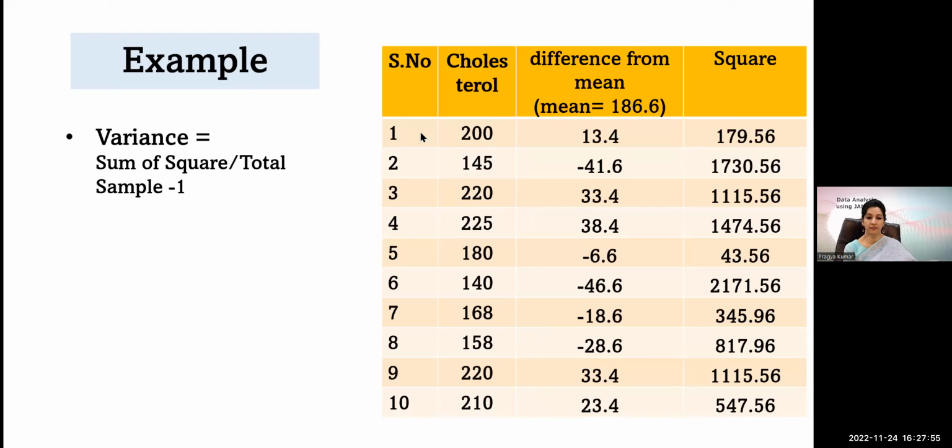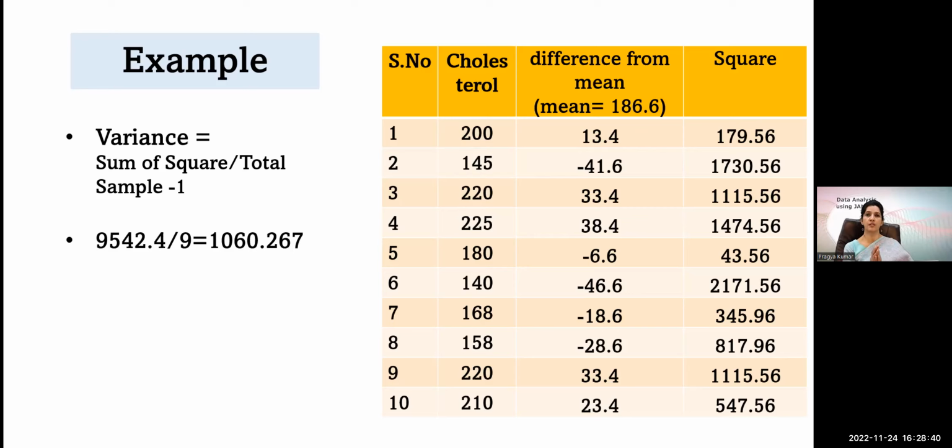So this is the data of 10 individuals, and these are the individual cholesterol values. The mean of these 10 individual cholesterol values is 186.6. If you deduct this mean from each individual value, you get this difference, and this is the square of the difference from the mean. Variance is the sum of squares divided by the total number of samples minus 1. If you add it all up, the sum of squares will be 9542.4. If you divide it by 9, the variance will be 1060. If you take the square root of this, then the standard deviation comes.